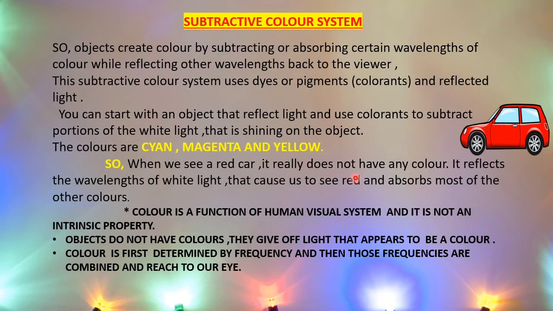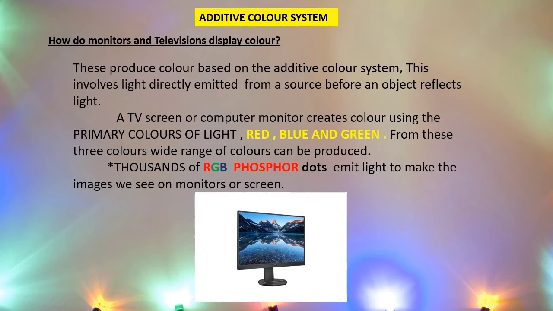So, when we see a red car, is it the real color of it? Well, it really doesn't have any color. It reflects the wavelengths of the white light that cause us to see red and absorbs most of the other colors. Actually, color is a function of the human visual system and it is not an intrinsic property. Objects do not have colors. They give off light that happens to be a color. Color is first determined by frequency, and then those frequencies are combined and reach our eyes. As you are seeing here, a red car's color is really not red. That's so interesting.